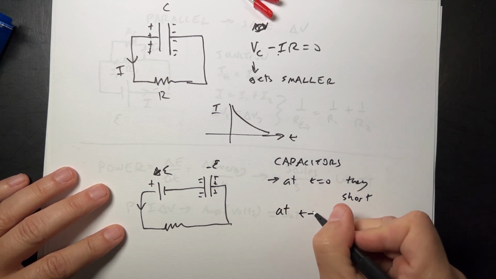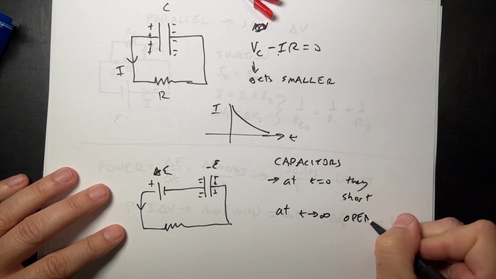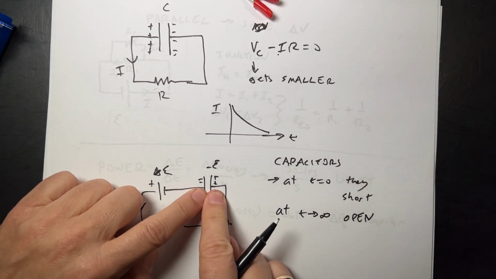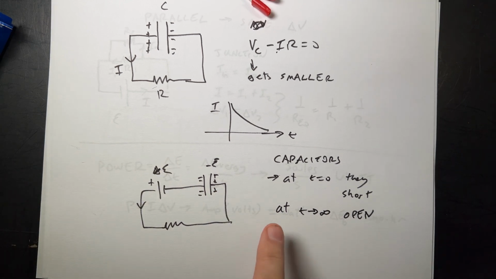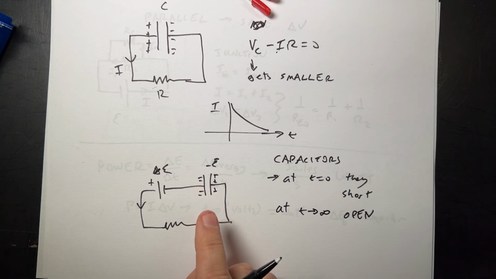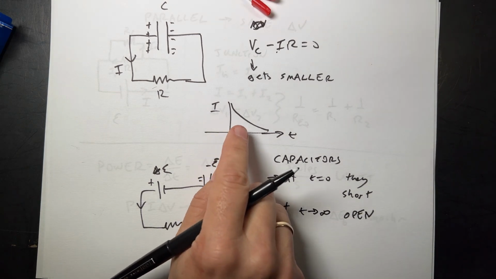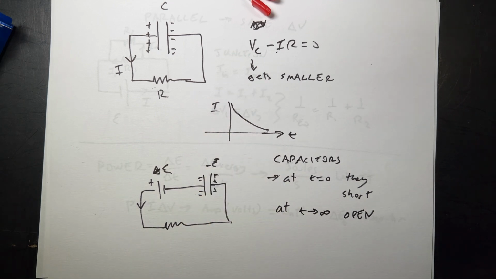At t going to infinity, they act like an open. An open circuit would be a wire that's just taken apart. So as time goes on, the capacitor acts like an open circuit and it stops the current. And those are the two most important things. I'm not going to have you do the equations for exponential decay. It's not impossible, and it's kind of fun, but there's just a lot more stuff to do with it.